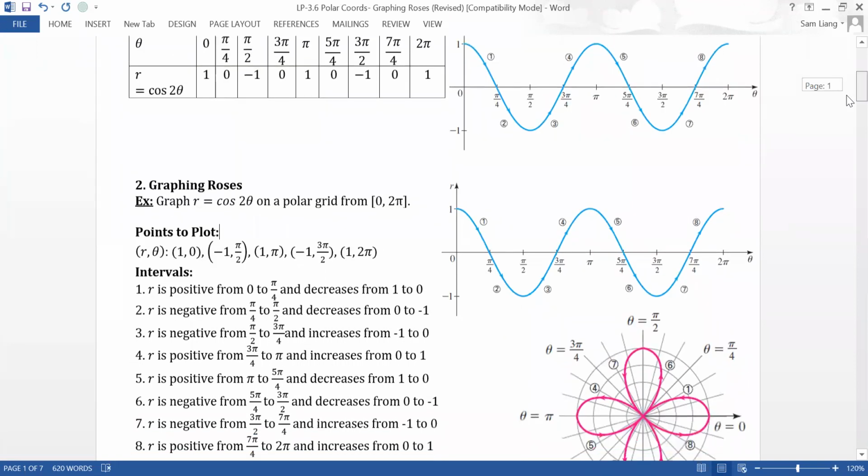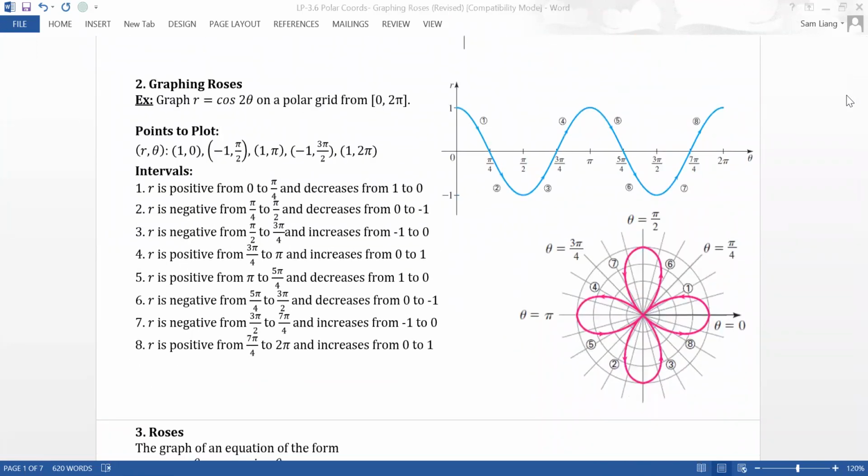To plot that on the polar grid, for example, 1, 0 is right here. Next we have -1, which starts on the left, then pi over 2, which is here. 1, pi, so 1, and then rotate pi is here. And then -1, 3 pi over 2. So -1, and then rotate 270 degrees counterclockwise. You end up right here. And then 1, 2 pi is the same as this location. Those are your 4 points that we know of that are on the graph.